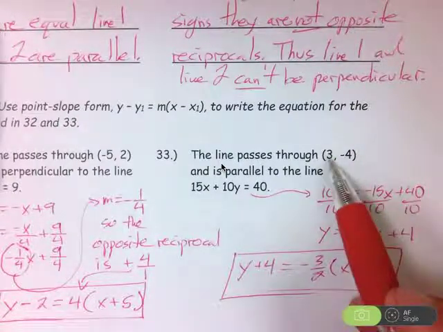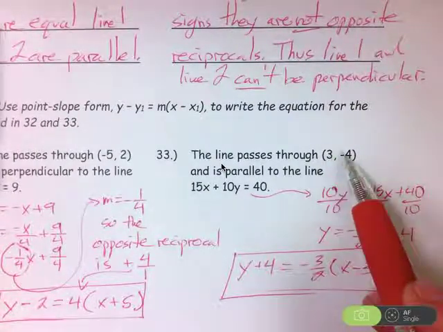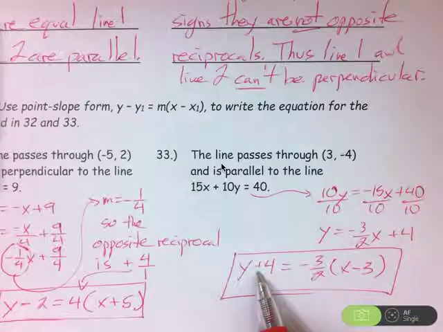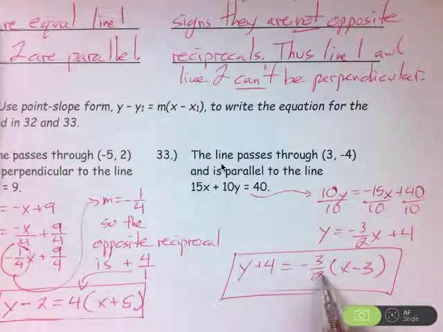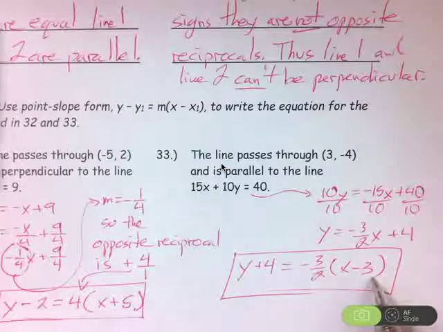So my coordinates for the point that I'm passing through are 3, negative 4. So I need to take y minus negative 4, that's y plus 4. Here's my slope, and then x minus 3. And there's the equation of my parallel line.